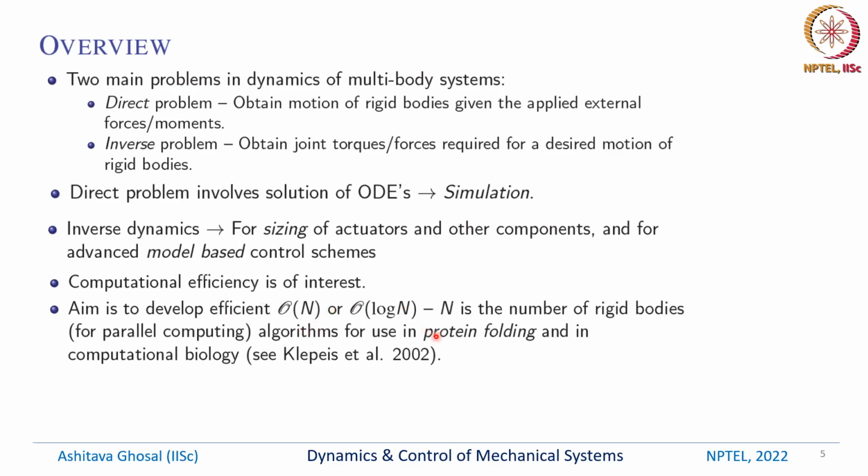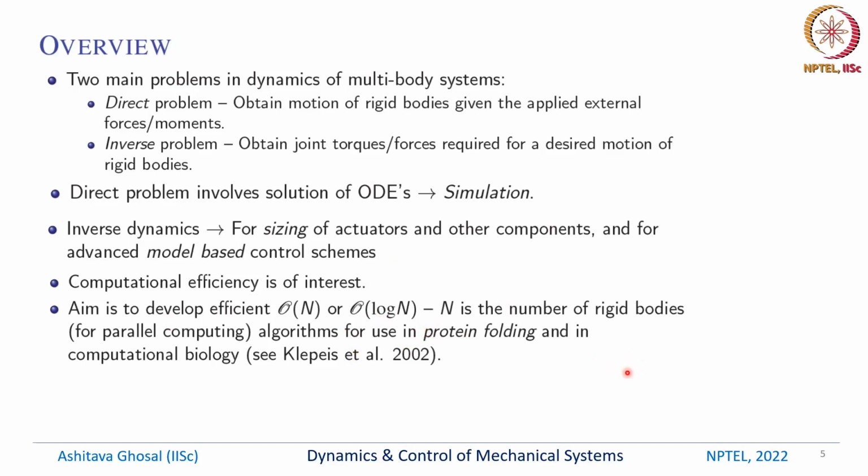Okay, sometimes it is important to have algorithms which are log n complexity, where n is the number of rigid bodies. This is possible if you do parallel computing, which we are not going to discuss in this course. And sometimes this parallel computing is required if you have a very large number of rigid bodies.